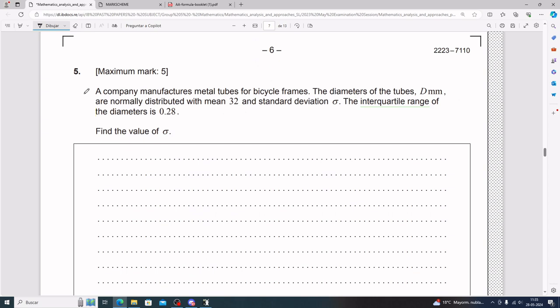So for number 5, we have that a company manufactures metal tubes for bicycle frames. All right, cool. The diameters of the tubes, d millimeters, are normally distributed. So this is my first big hint, are normally distributed with a mean 32 and some standard deviation. Then the other big hint is that the interquartile range of the diameters is 0.28. And through all of this, you need to find the value of your standard deviation.